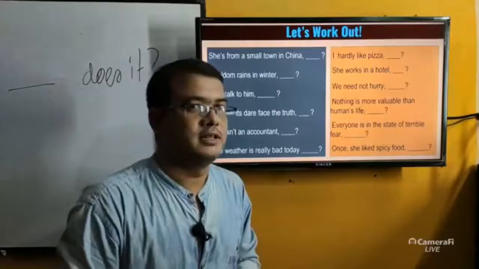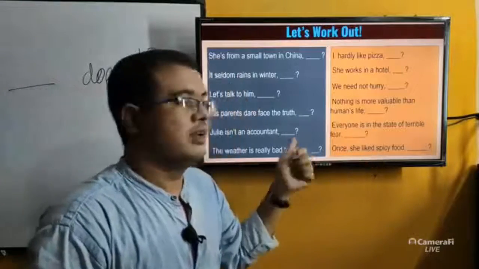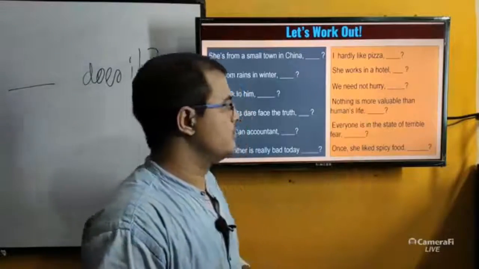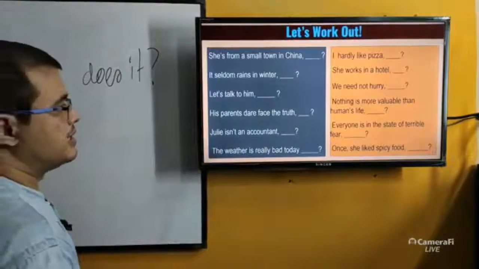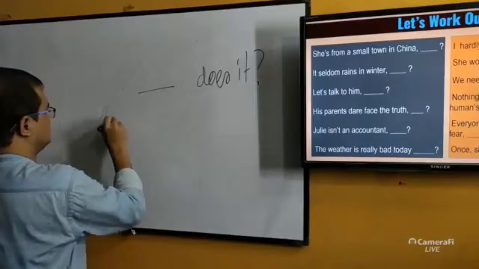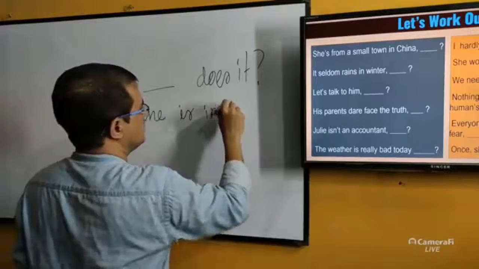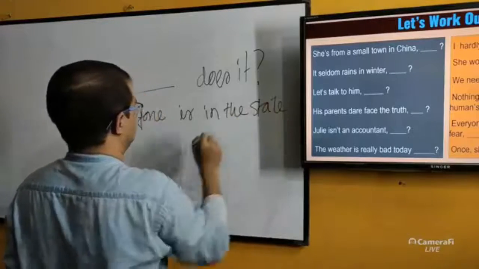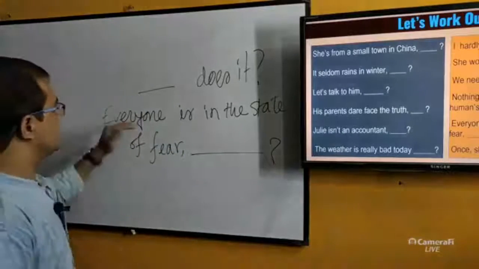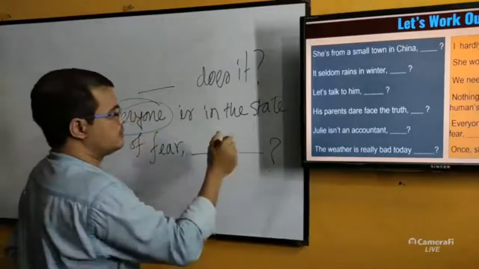Everyone is in the state of terrible fear. প্রত্যেকে একটি ভয়ের মধ্যে রয়েছে. We know that if any statement starts with everyone, nobody, no one, somebody, anybody, then we will use they. Without any thinking, we will use they. I just want to write it down because most of you make mistakes here. I have explained, but once again I want to explain it. Everyone is in the state of fear. So here you can see we will use pronoun according to the subject. So if there is an everyone, we will use they.